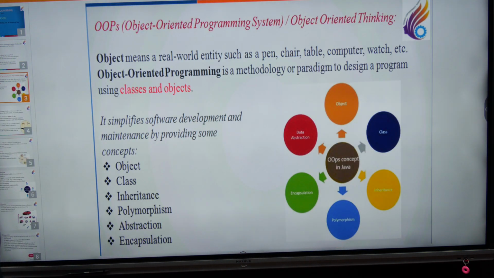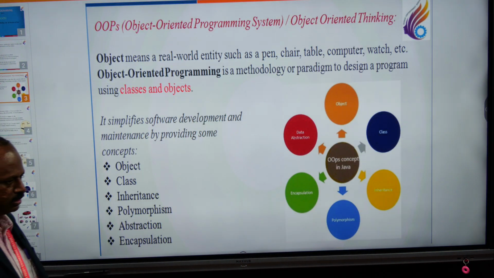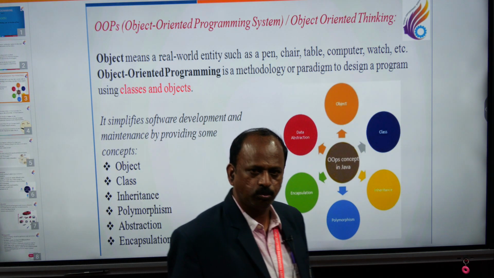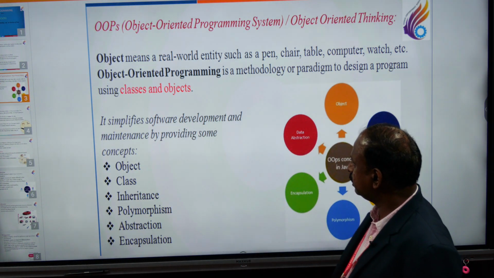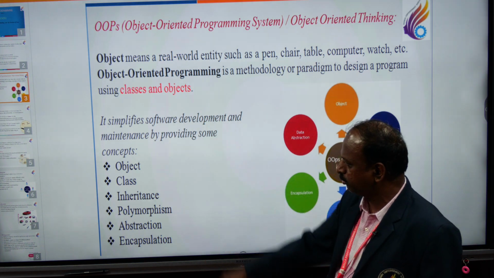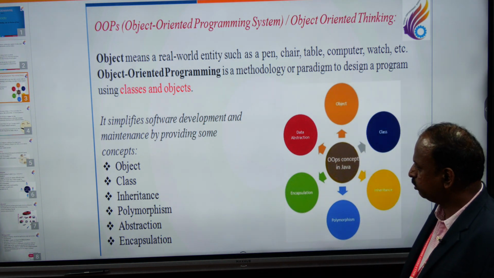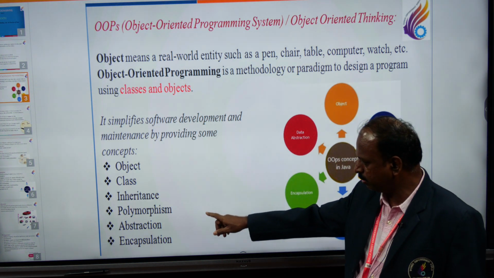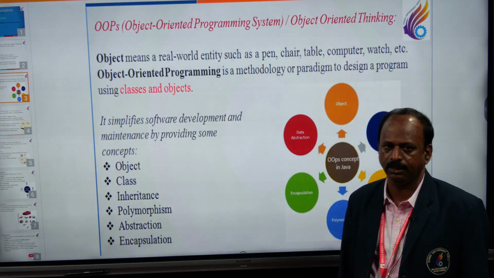Next we are going to see what the basic concepts related to object oriented programming are. The first concept related to object oriented programming is the object. The next ones are class, inheritance, polymorphism, abstraction and encapsulation.